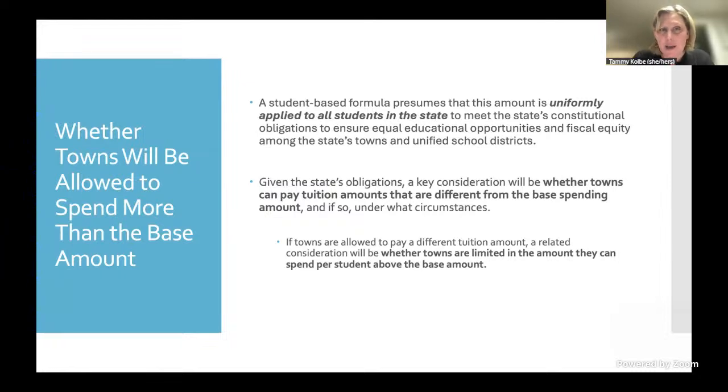So a key issue to decide, given the state's obligations and the fact we have a base spending amount that is 15,000, is going to be whether towns can pay tuition amounts that are different from the base spending amounts. And if so, under what circumstances? And if towns are allowed to pay a different tuition amount, a related consideration is going to be whether towns are limited in the amount they can spend per student above the base.